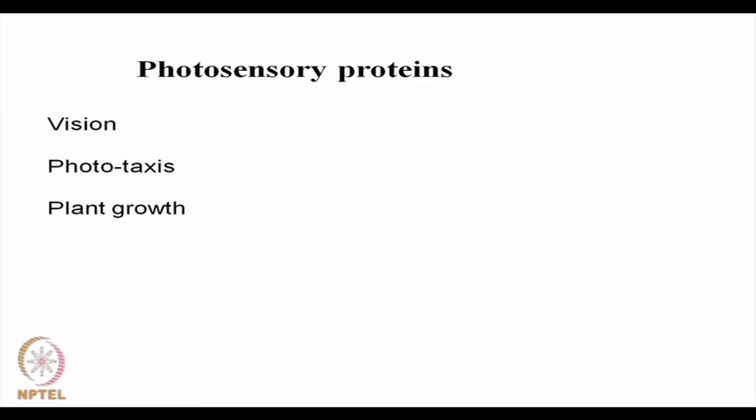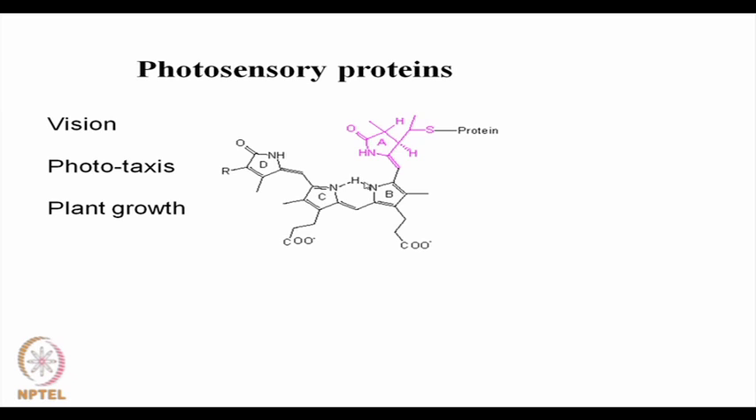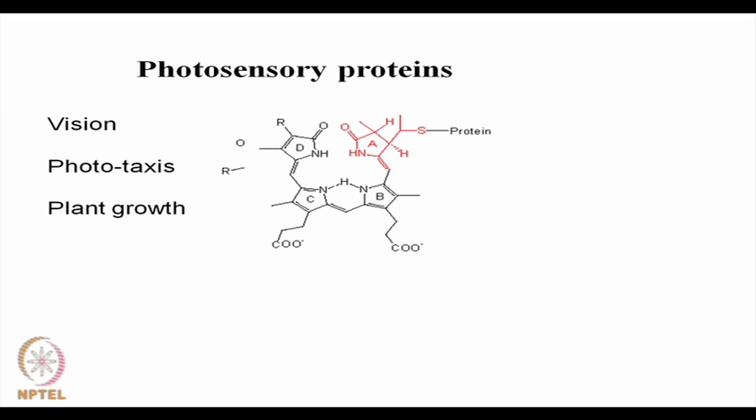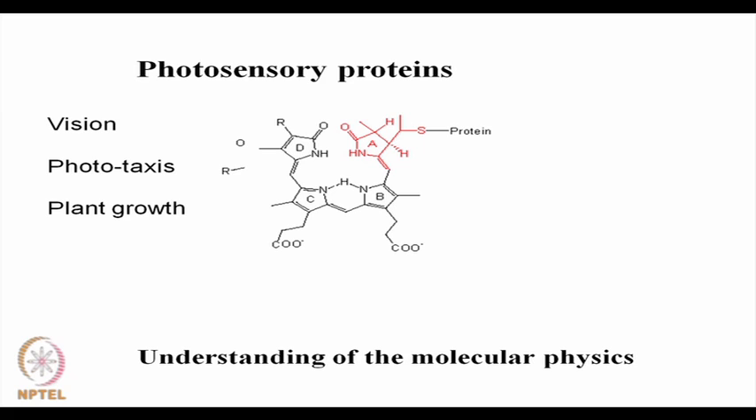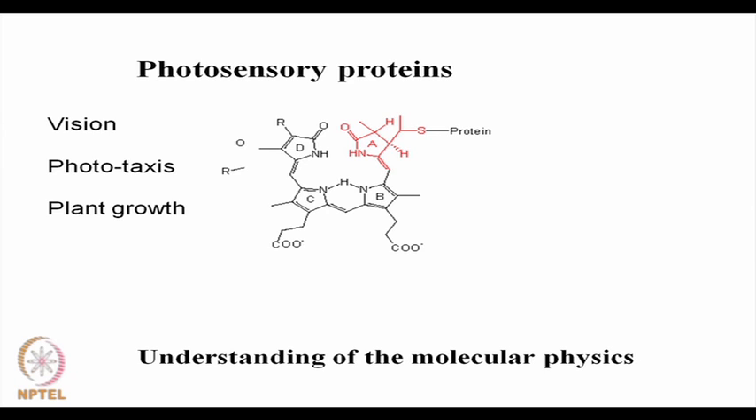Now photosensory proteins, like those which are responsible for vision, that is how we can see. There is a photochemical mechanism, a photochemical reaction going on the moment light falls on our eyes. So photosensory proteins are important, and then phototaxis, plant growth. So these are very important. These are light driven processes, light driven rate processes.